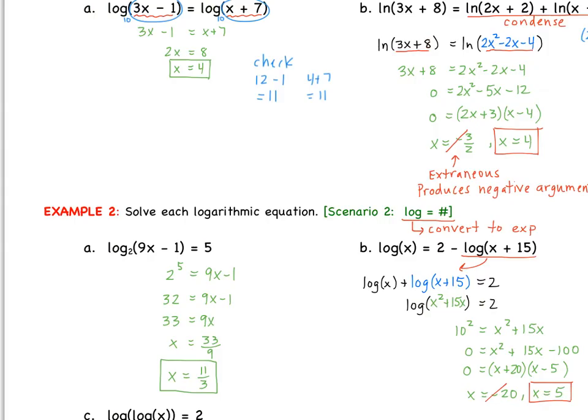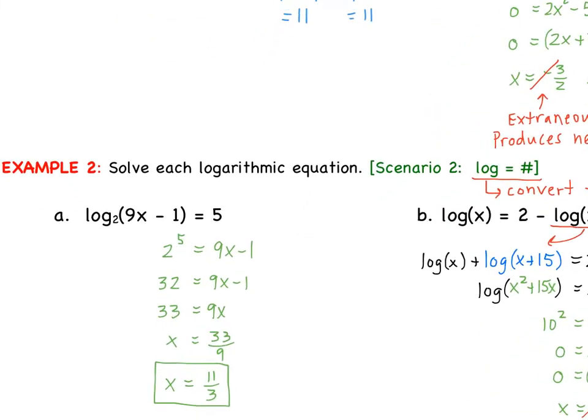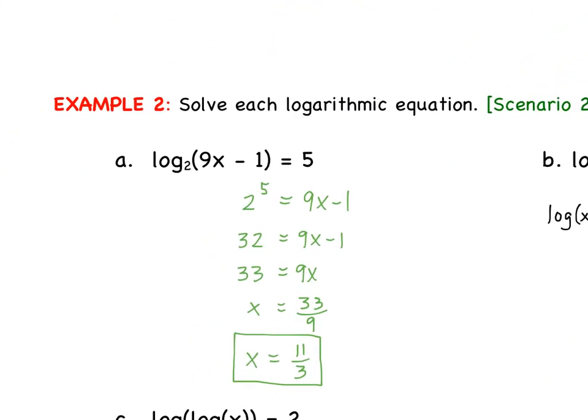The next scenario, or scenario number 2, is when we have a log equals a number. So we still can only have one log term per side. So if we need to condense, we can condense. After we have the scenario where it's a log equals some number, we then convert to exponential. Okay, so let's look at our first example within this type. We have log base 2 of 9x minus 1 equals 5.